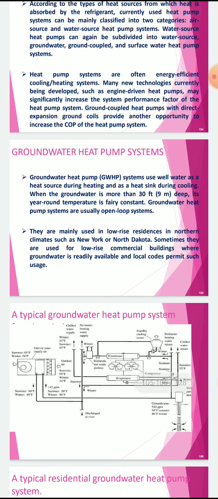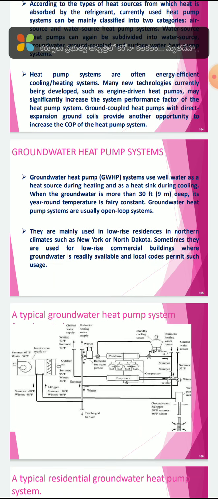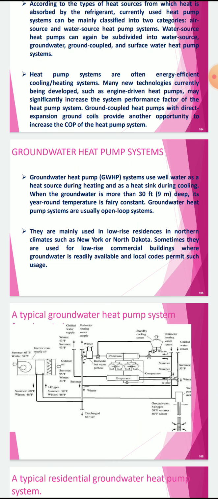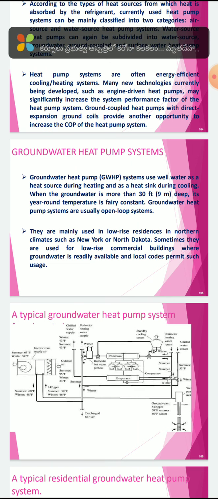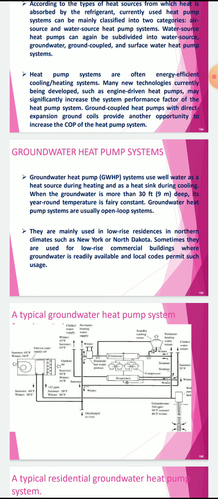Groundwater heat pump systems. Groundwater heat pump (GWHP) systems use well water as a heat source during heating and as a heat sink during cooling. When the groundwater is more than 30 feet, meaning 9 meters, deep, its year-round temperature is fairly constant. Groundwater heat pump systems are usually open loop systems.